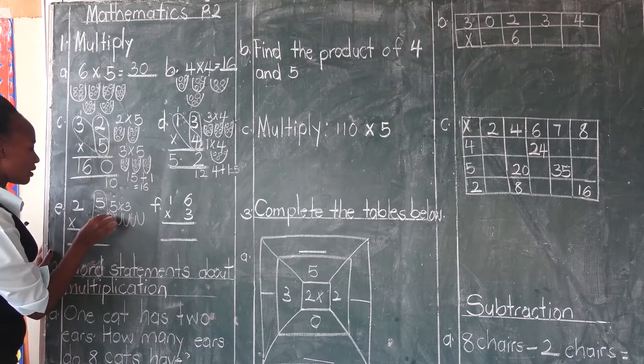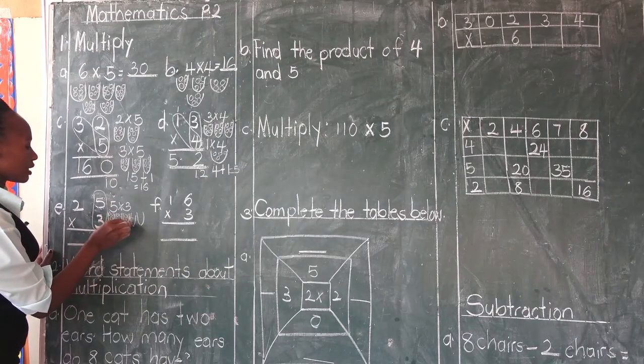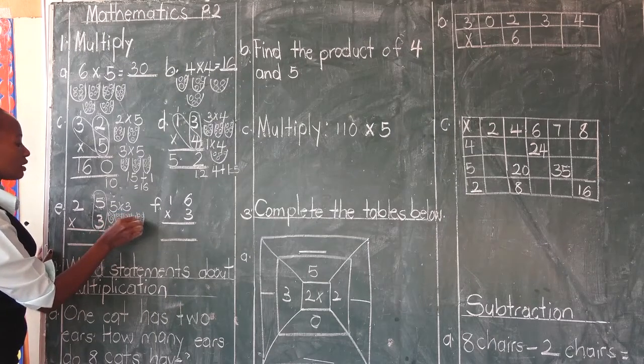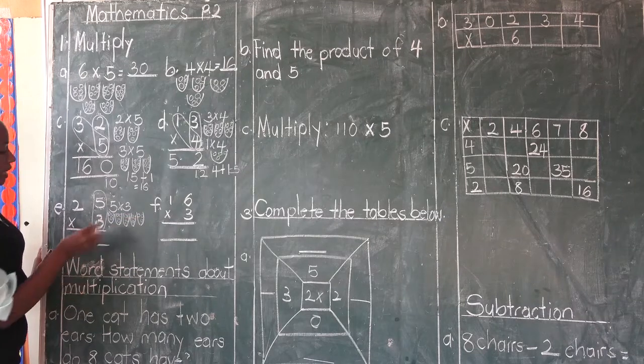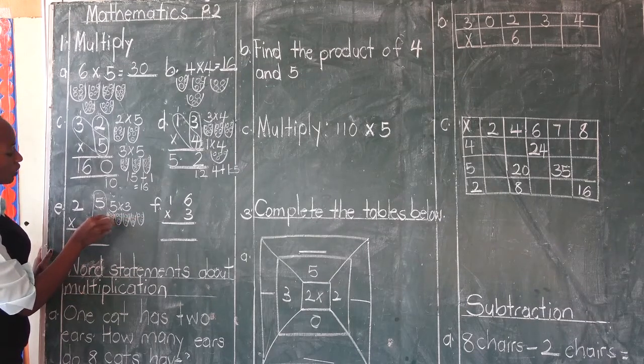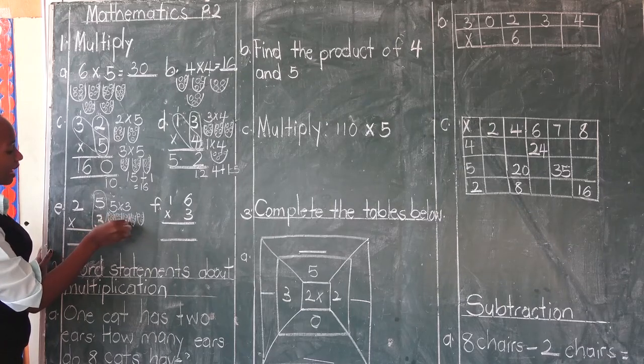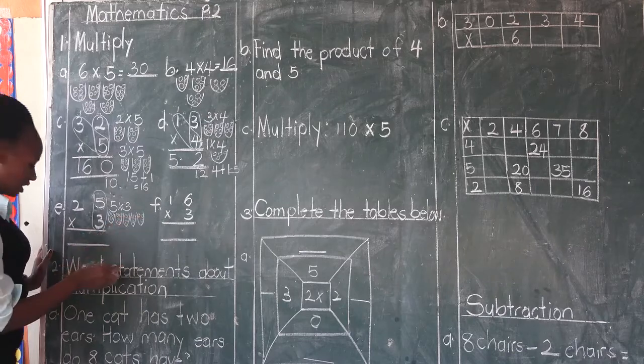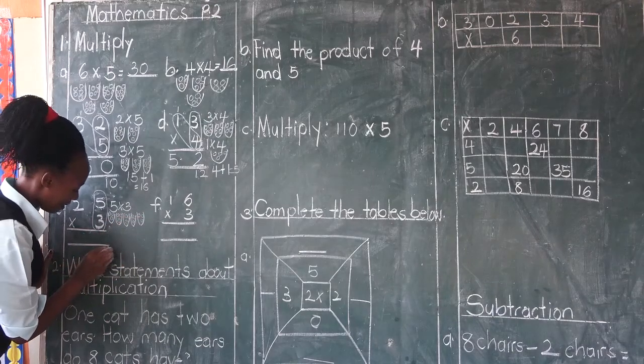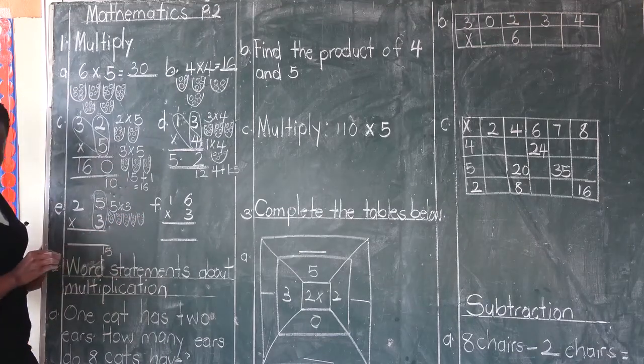1, 2, 3. 1, 2, 3. Now we are going to put them together. 1, 2, 3, 4, 5, 6, 7, 8, 9, 10, 11, 12, 13, 14, 15. Our answer here is number 15.